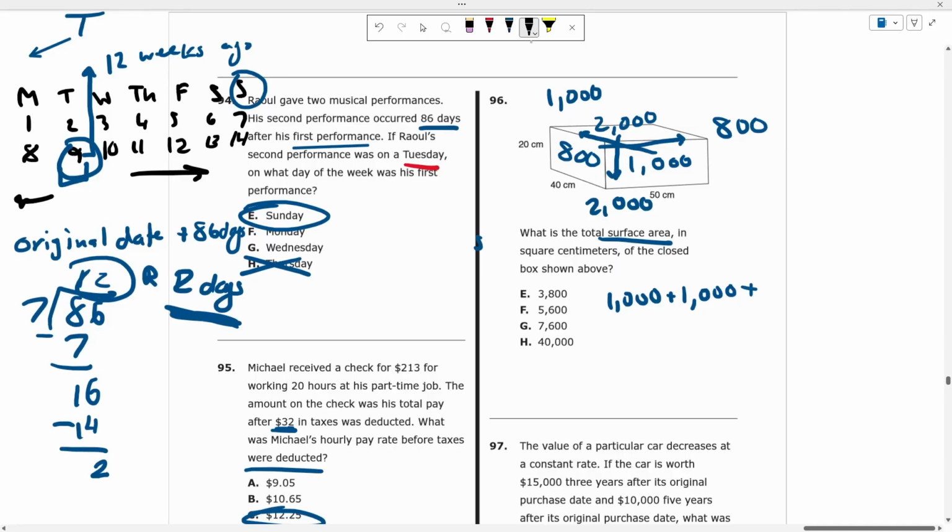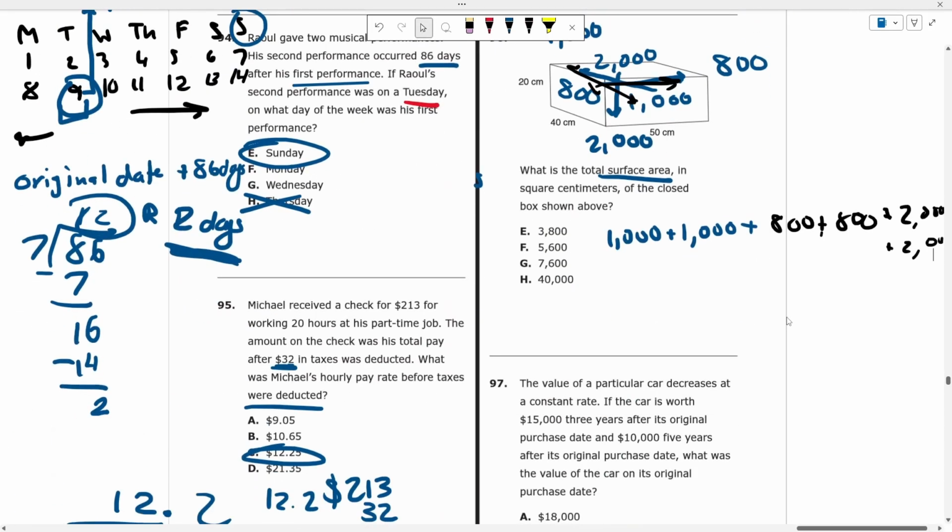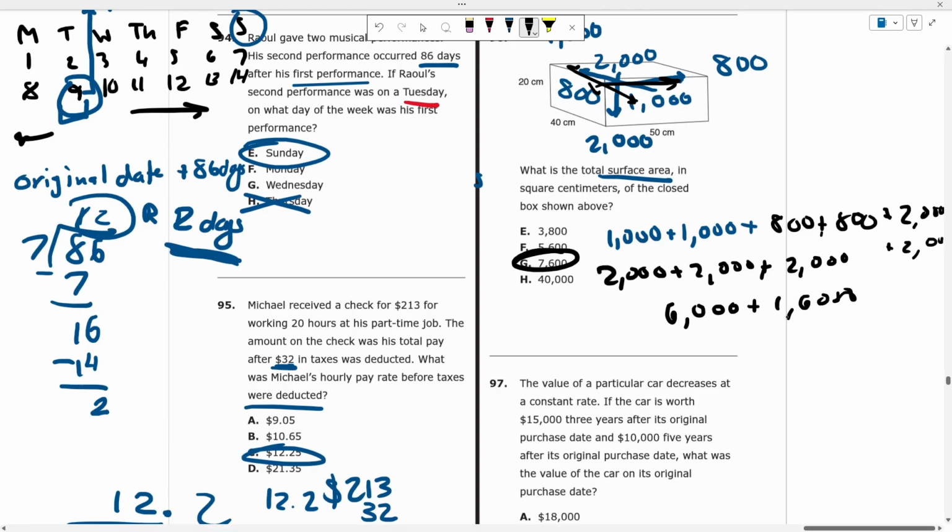right, so those are the 2 sides, left and right, plus 800 plus 800, which are the other 2 sides, plus 2,000 plus 2,000, right, which is the top and the bottom. So we're left with 2,000 plus 2,000 plus 2,000, which will be 6,000. Plus 1,600, which is choice G.